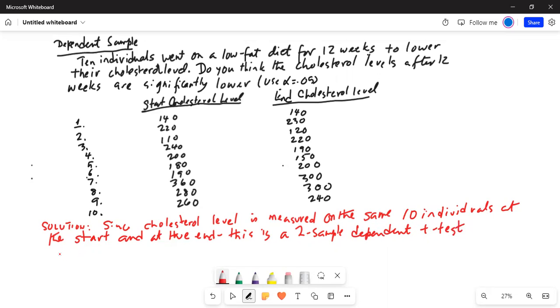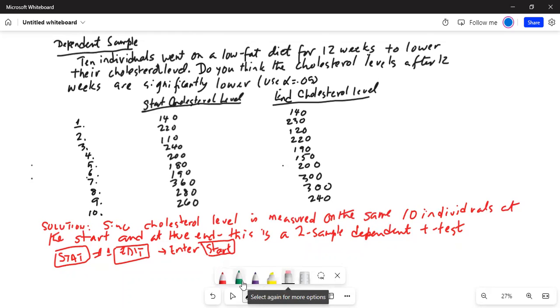First thing we will do is press the stat button in the calculator, then number 1, which is edit, and enter the start data in L1.